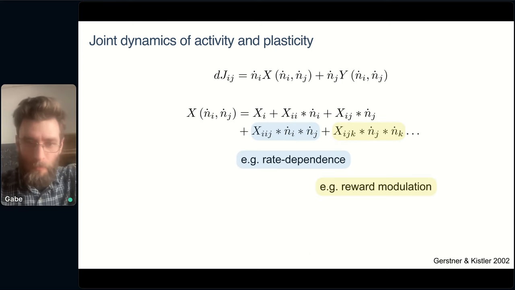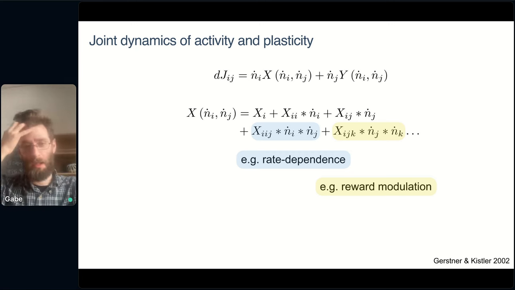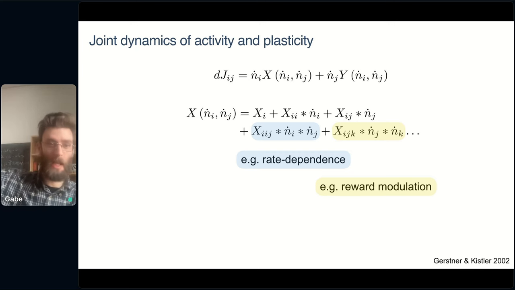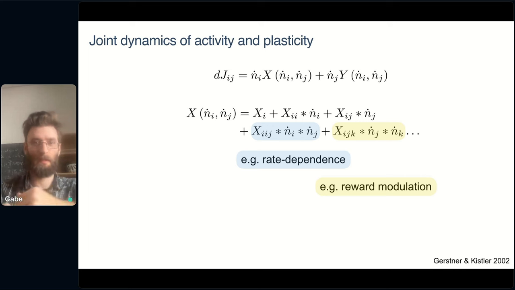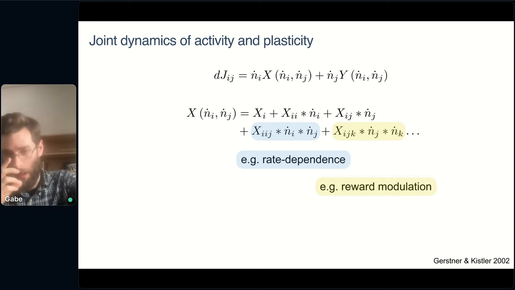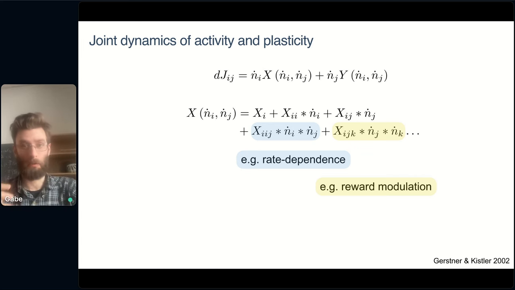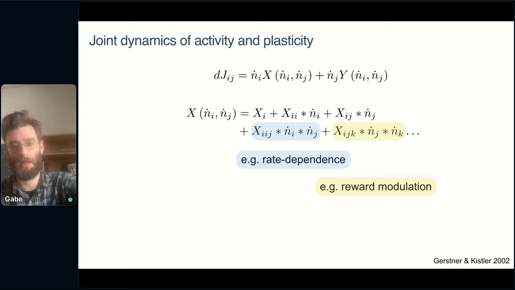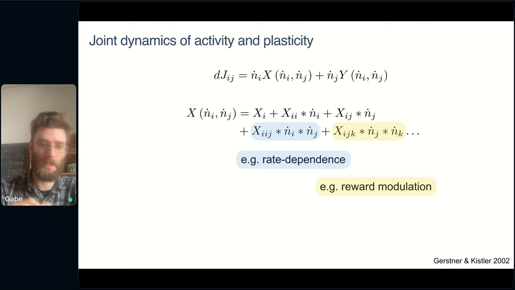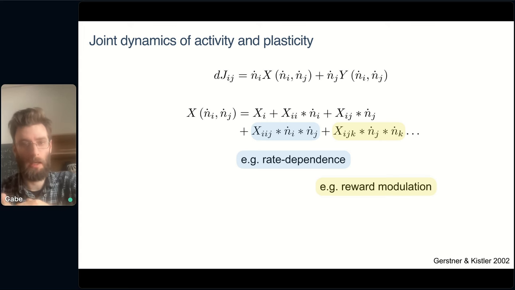Okay. So we can also extend this formulation to the more complicated terms in the expansions of these activity traces. You can have terms that depend on the rate of the postsynaptic neuron or on the activity of third neurons that might be signaling reward or error signals if you're in reinforcement or supervised learning settings. For now, I'm going to stick to the simplest unsupervised learning setting and this simple pair-based spike-timing-dependent plasticity model.